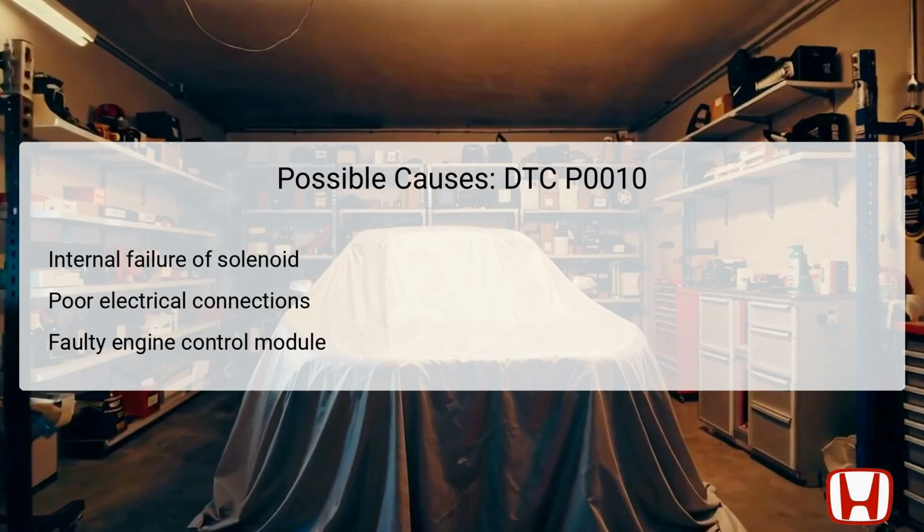vehicle. Several potential causes can lead to the DTC P0010 being triggered. First, there may be an internal failure within the VTC oil control solenoid itself, which can occur from wear, corrosion, or manufacturing defects. Secondly, poor electrical connections, including corroded or loose wiring at the solenoid or the powertrain control module, PCM, could disrupt communication and functionality.